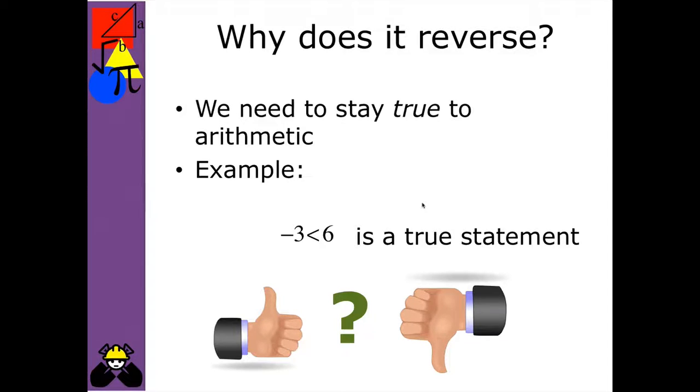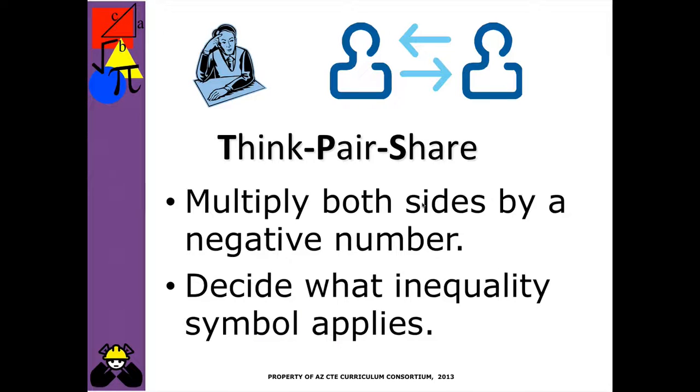So why does it reverse? Well, we need to stay true to arithmetic. We can't break those little first and second graders' heart. So I want you on the count of 3 to do thumbs up or thumbs down. Is -3 less than 6 a true statement? 1, 2, 3. Show your teacher. All right, it's a true statement. -3 is less than 6.